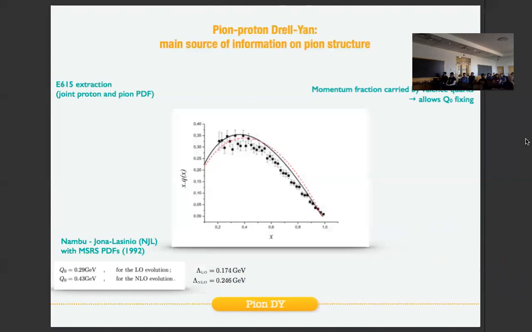And if you do that at leading order evolution, you find a Q-naught of 0.29 GeV, and at next-to-leading order 0.43 GeV, which is a really low scale, okay? So that would be the scale of a non-perturbative chiral model, okay? And this exercise should be done again with the new gluons, I must say, of Nobuo's.